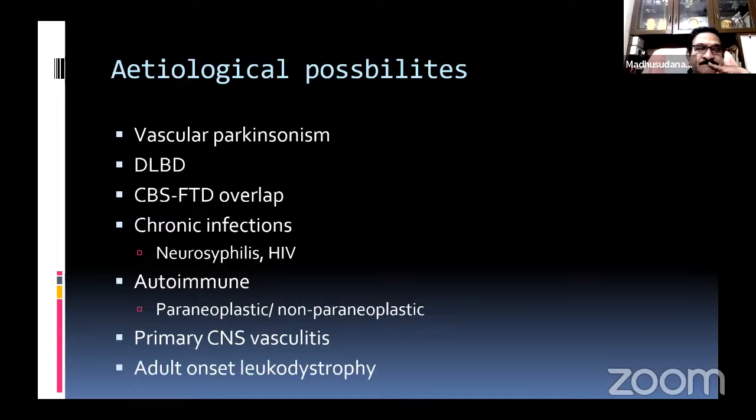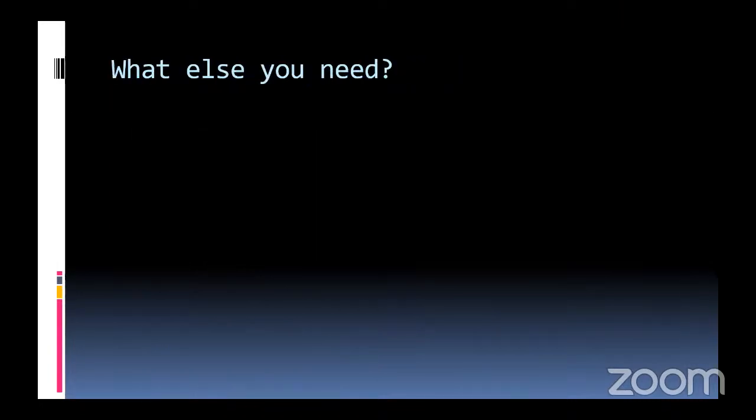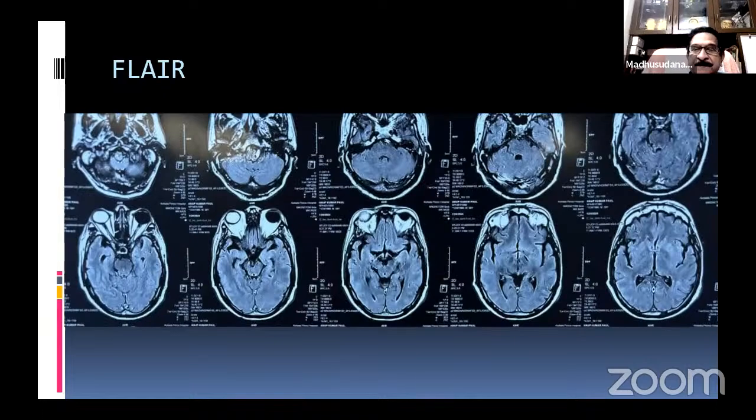So what do you want now? And adult onset leukodystrophy, these are the things you have to keep in mind. MRI brain. Okay, MRI brain, let us see the MRI.